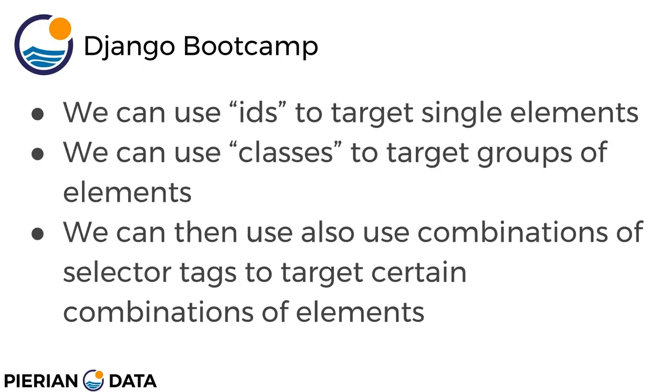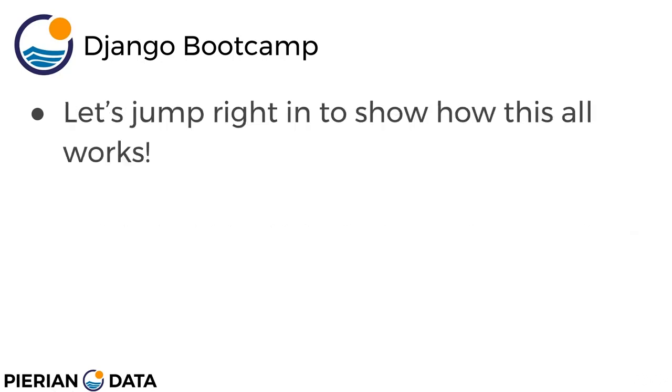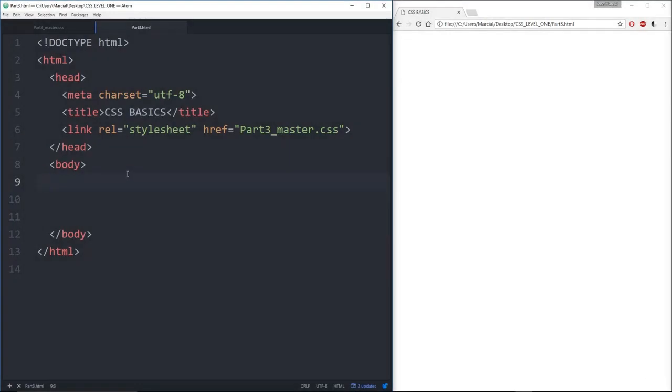We can use IDs to target single elements, and we can use classes to target groups of elements, and then we can also use a wide variety of combinations of selector tags to target certain combinations of elements, things such as descendants or adjacent siblings, and we're going to talk a lot more about that. So let's jump right in to show how this all works. Alright, so here I have an HTML called part3.html, and it's linked to part3_master.css.